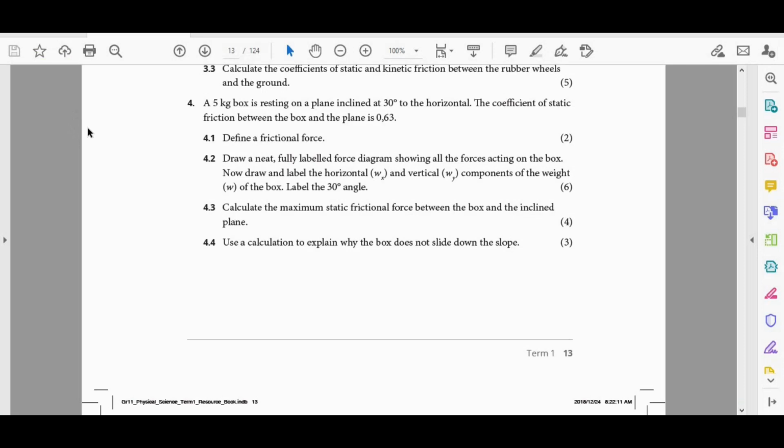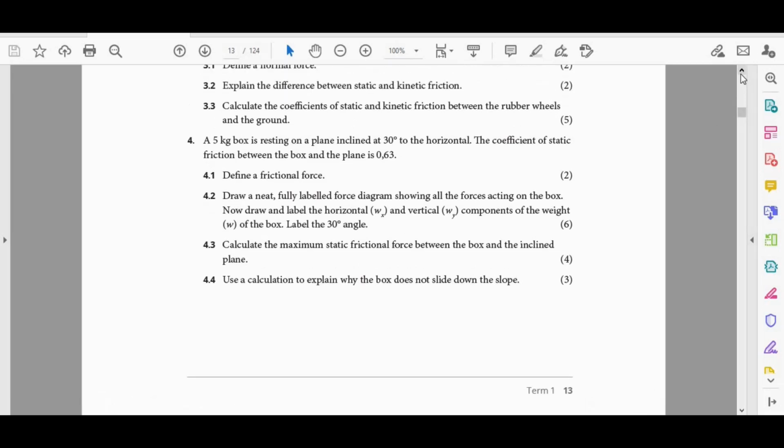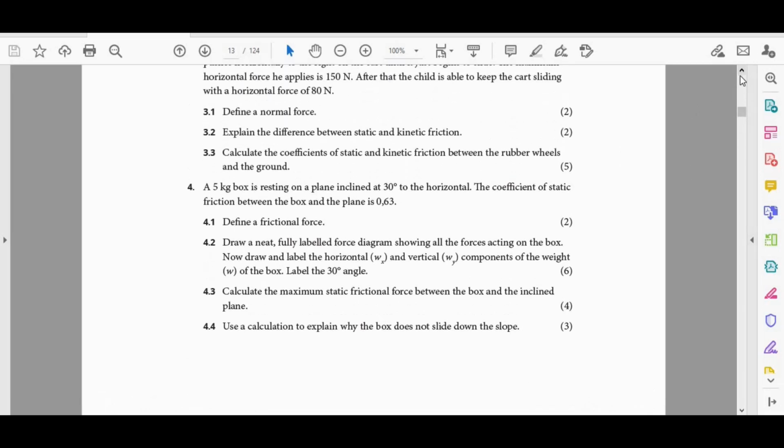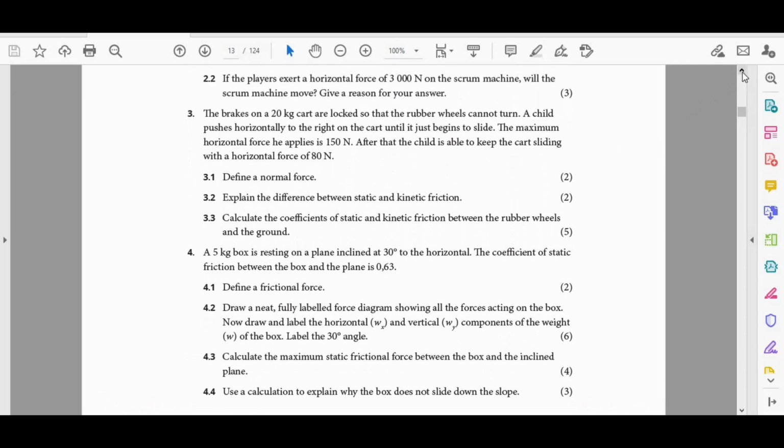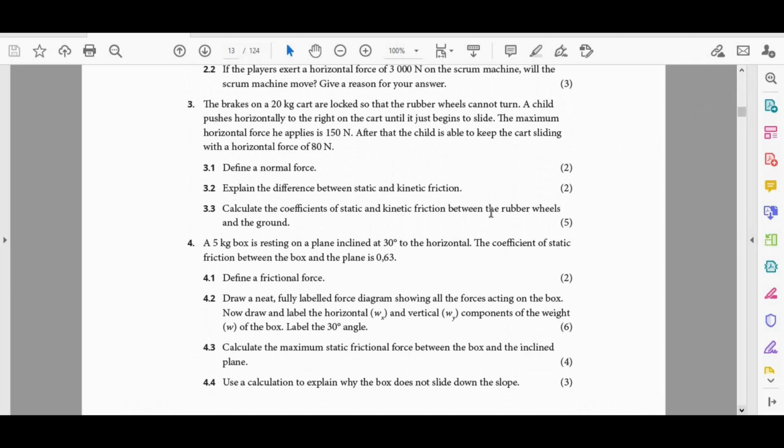Use a calculation for 4.4 to explain why the box does not slide down the slope. Very similar to a question we did previously. Question number 2, would the scrum machine move at the force that the players were applying? That was a very good question.